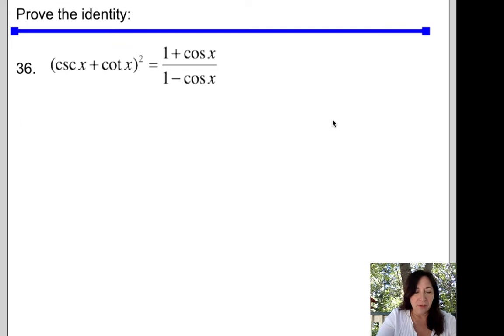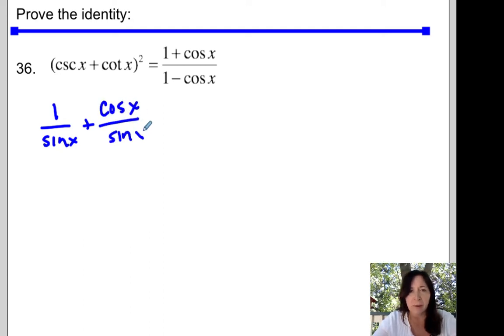Perfect. So for this problem, we're going to prove the identity cosecant of x plus cotangent of x, quantity squared, is equal to that. So what I'm going to do first is change these to sine and cosine, because these are both in sine and cosine, and see what happens. Cosecant is 1 over sine of x plus cotangent is cosine of x over sine of x. Okay, so now I have a common denominator. So I have 1 plus cosine of x all over sine of x.